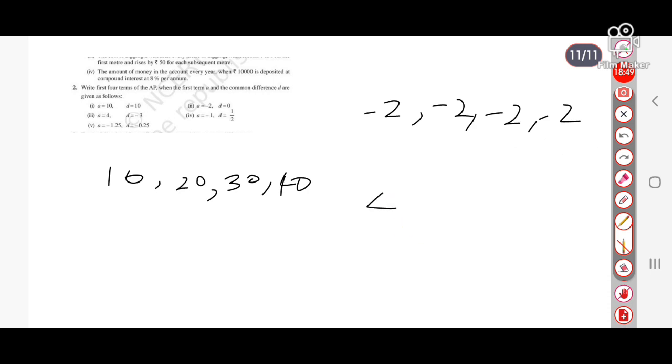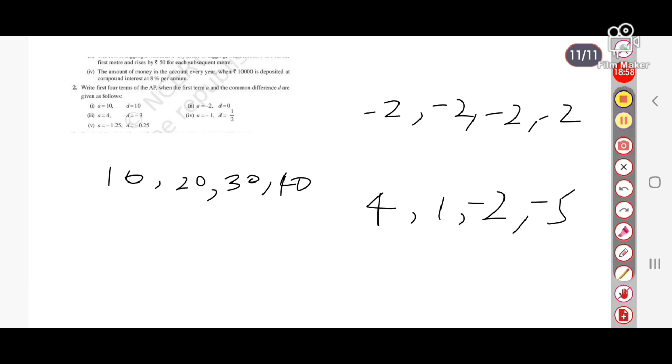Similarly, the third subdivision: 4 with the common difference minus 3. So 4, again add minus 3 to that, you get 1, minus 2, minus 5. Fourth subdivision, minus 1 is the first term they have given, and the common difference is 1 by 2. Adding 1 by 2 to minus 1, we get minus 1 by 2. Again adding 1 by 2, so 0. Again adding 1 by 2, 1 by 2. Again adding 1 by 2, 1.